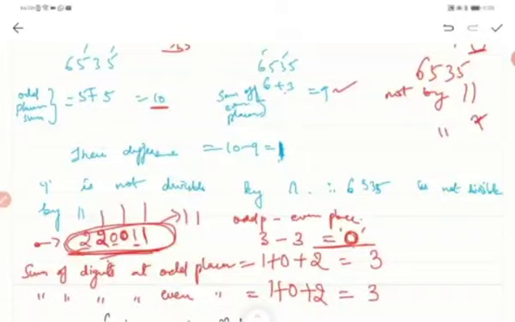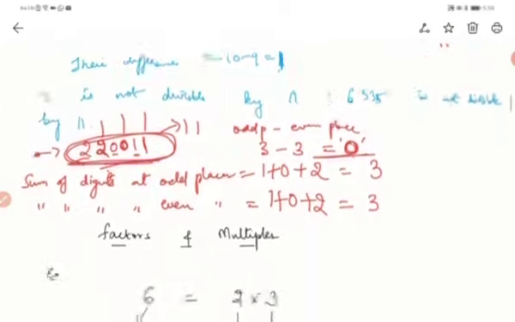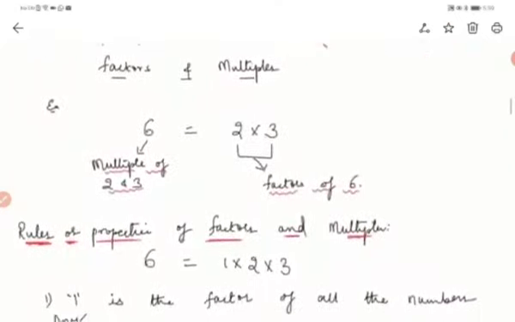Now let's move on to the next part of your unit, which is factors and multiples. Everyone just pay attention. You need to know what are factors of a given number and what are multiples of a given number. Let's move on to the next part, factors and multiples.